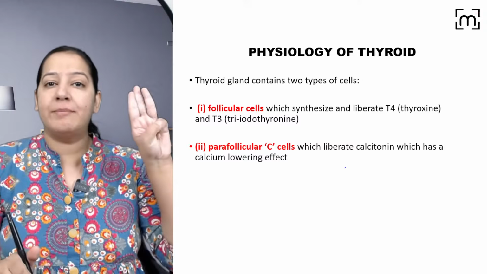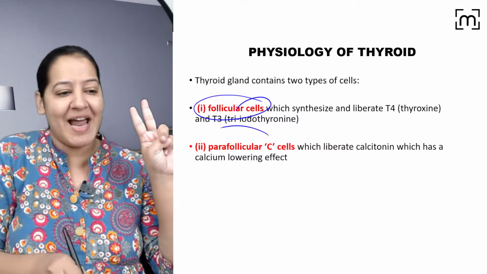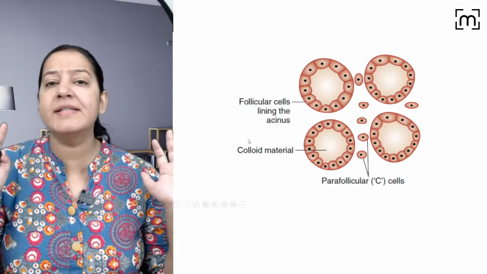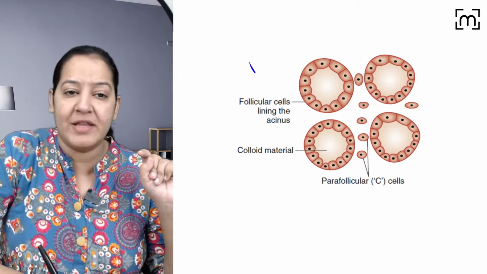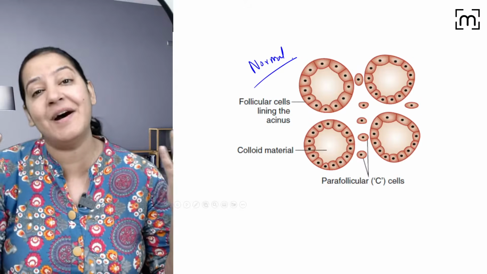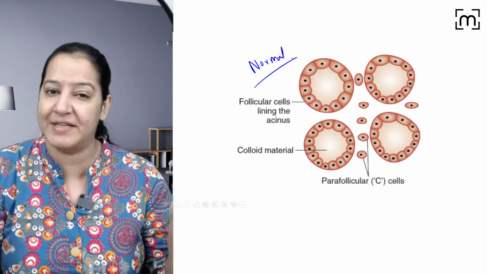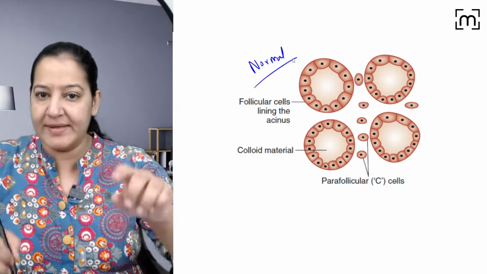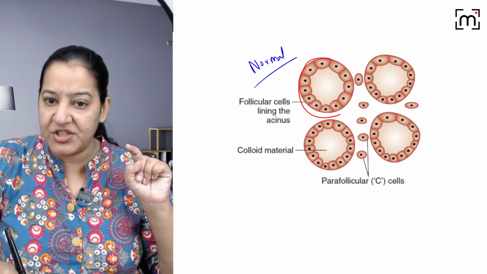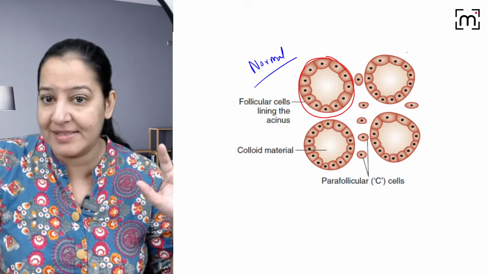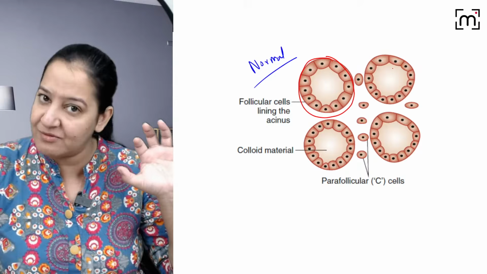In this gland, 2 types of cells are present, the follicular cells and parafollicular cells. This is the structure of the normal thyroid gland. If you understand what is normal, it's easy for you to understand the pathology, the diseases, the tumors. In the normal thyroid gland, we have circular structures. These circular structures are known as follicles.